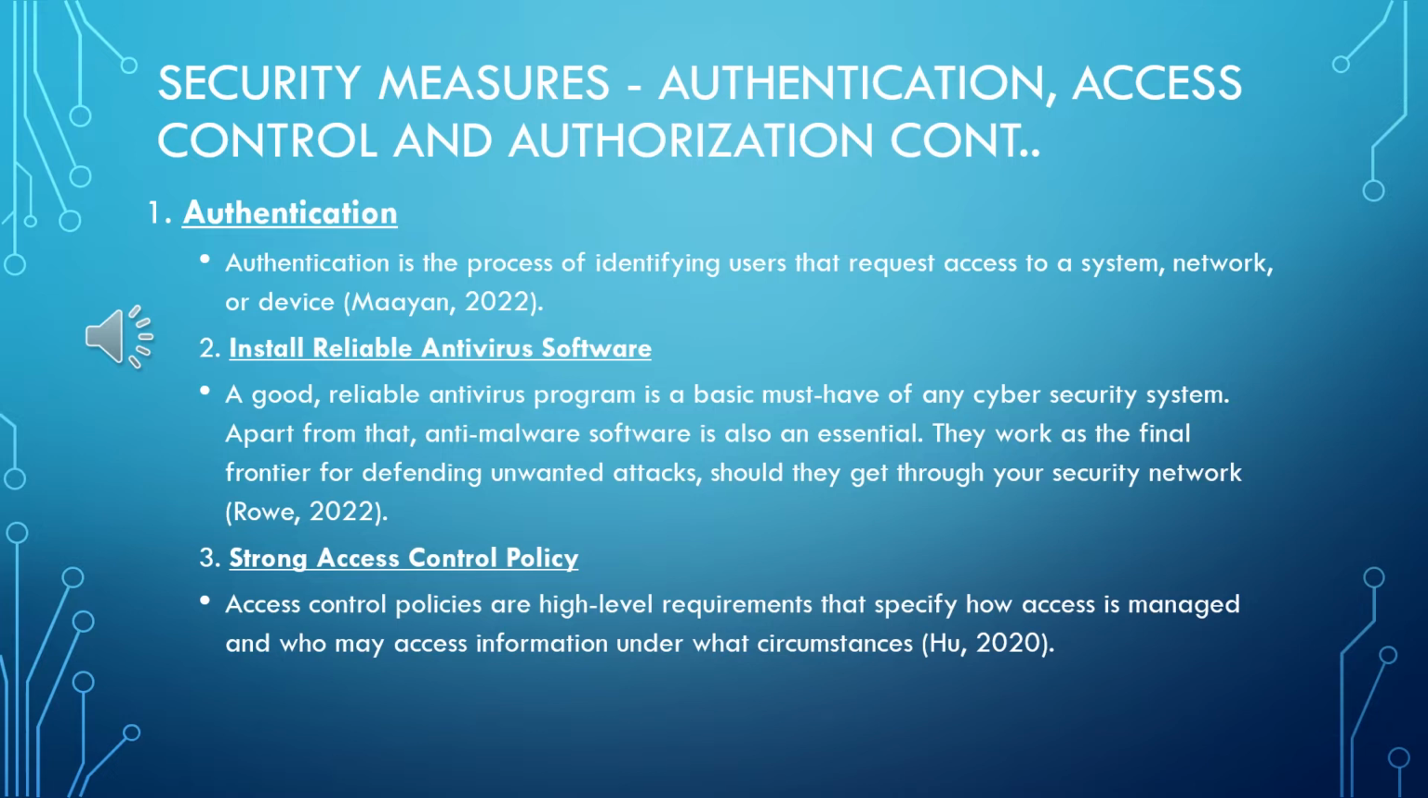A good, reliable antivirus program is a basic must-have of any cybersecurity system. Apart from that, anti-malware software is also essential. They work as a final frontier for defending against unwanted attacks should they get through your security network, like firewalls. Finally, having a strong access control policy. Access control policies are high-level requirements that specify how access is managed and who may access information under what circumstances. This is important when it comes to sensitive information. Who gets to see it?